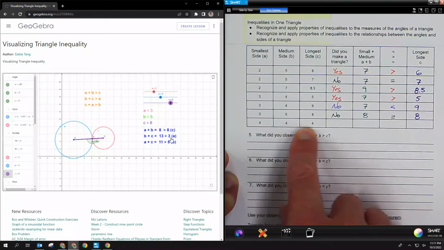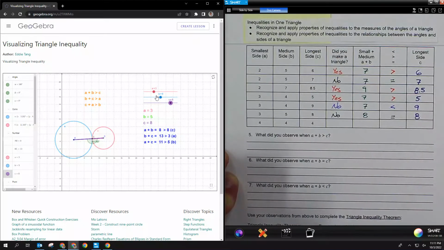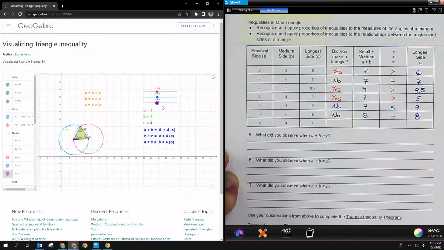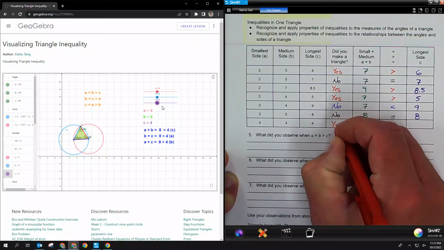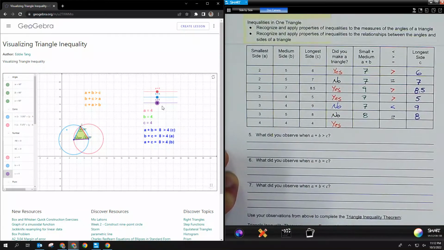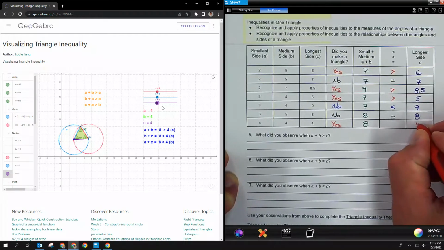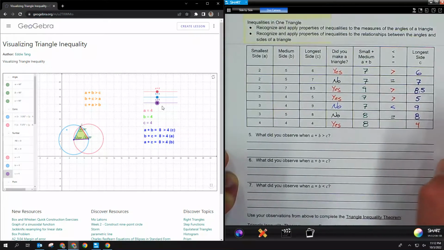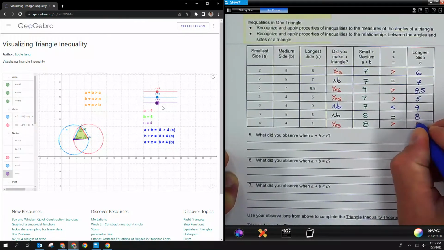And the last one, 4, 4, 4. Hopefully we realize that this is an equilateral triangle, so this will definitely be a triangle. We change that to 4, change that to 4, and we change the larger side to 4. So this does make an equilateral triangle. So yes, 4 plus 4 is 8. Our largest side is 4, and 8 is greater than 4. This is supposed to be a blue 4 there.